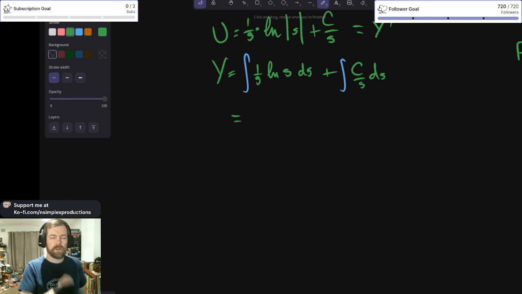That's a good question. If we try to do integration by parts one way, right? If we treat natural log as the thing which needs to be derived, we get 1 over S, but then we have to treat the 1 over S as the thing which needs to be integrated, and so we get natural log. So literally we end up back where we started.